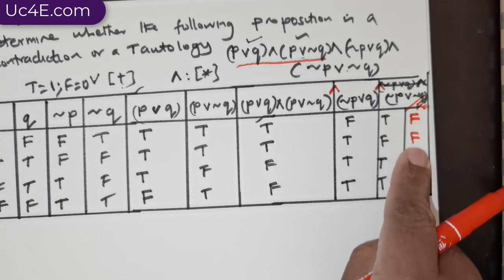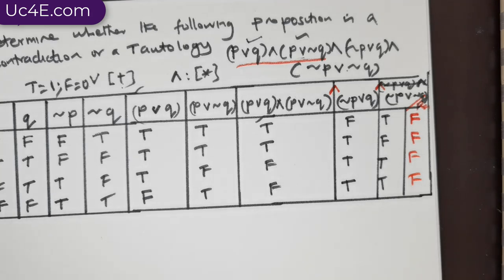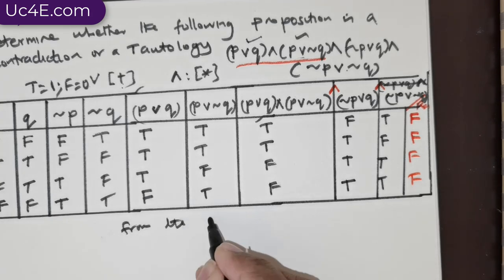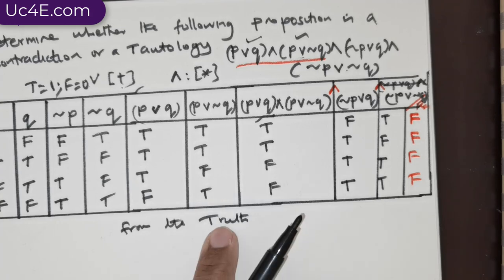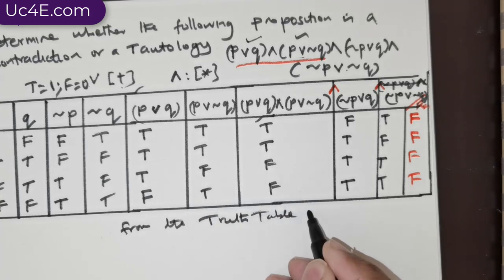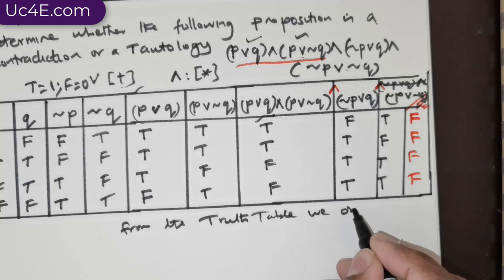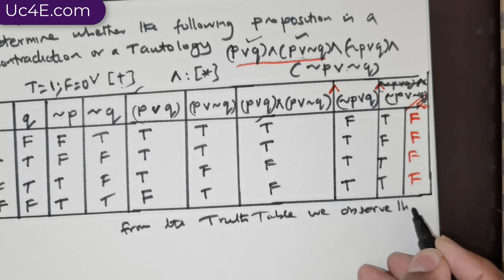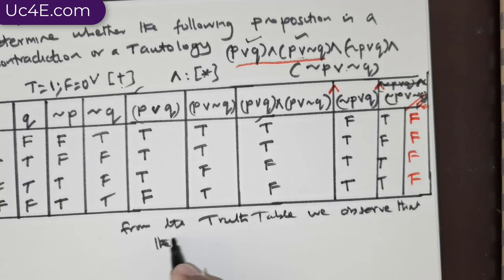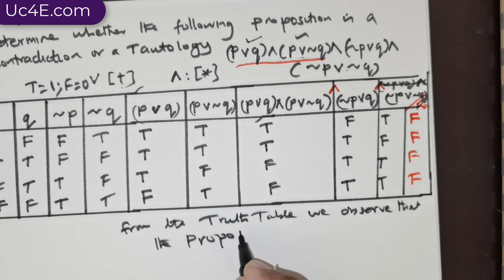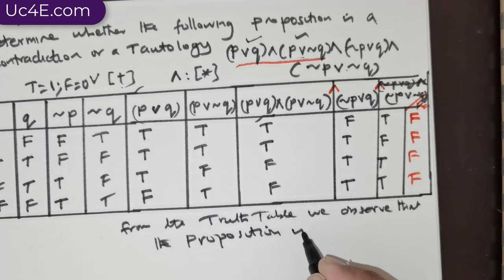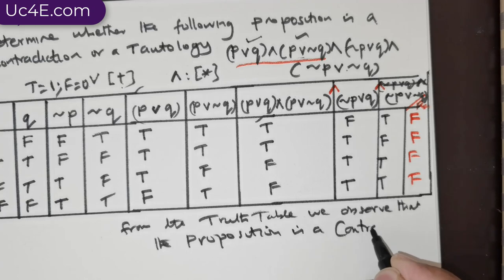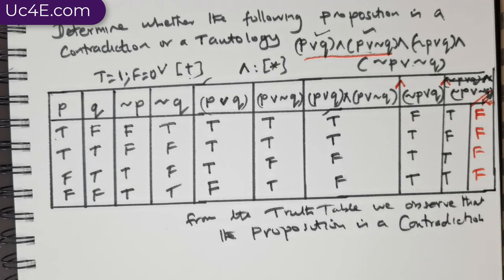So clearly you can see that this is a contradiction. I can state that from the truth table, we observe that the proposition is a contradiction. That's it. That's the solution for this particular question.